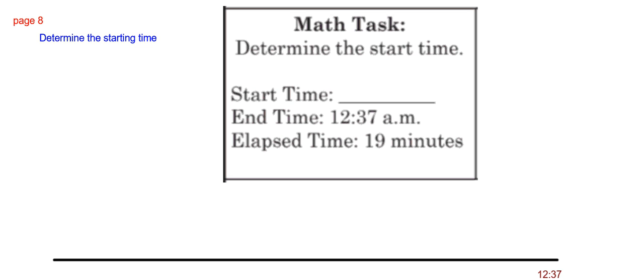On the next page, you're going to be determining what is the starting time. You're given the ending time. In this case, for example, it is 12:37. So you need to go back in the number line to determine the starting time.